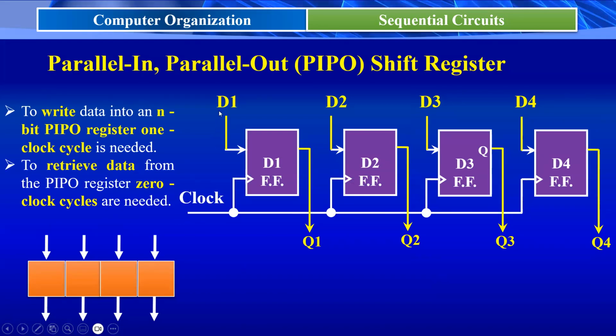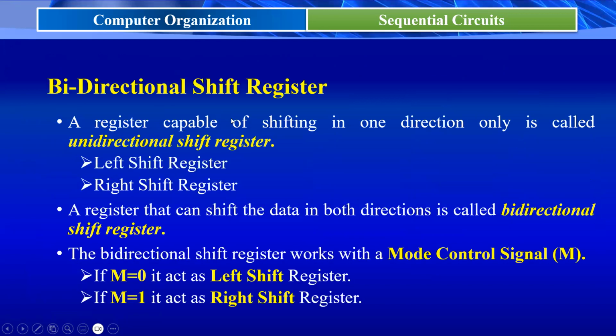Once we apply the clock pulse, D1 reaches here, D2 reaches here, D3 reaches here, D4 reaches here. That means to write the data into the register, only one clock cycle is needed. But to retrieve data from this register, I don't need any clock cycle, because the data is readily available at Q1, Q2, Q3, Q4. These are the 4 different configurations used to load the data into the register as well as to retrieve data from the register. And the next one is the bidirectional shift register.